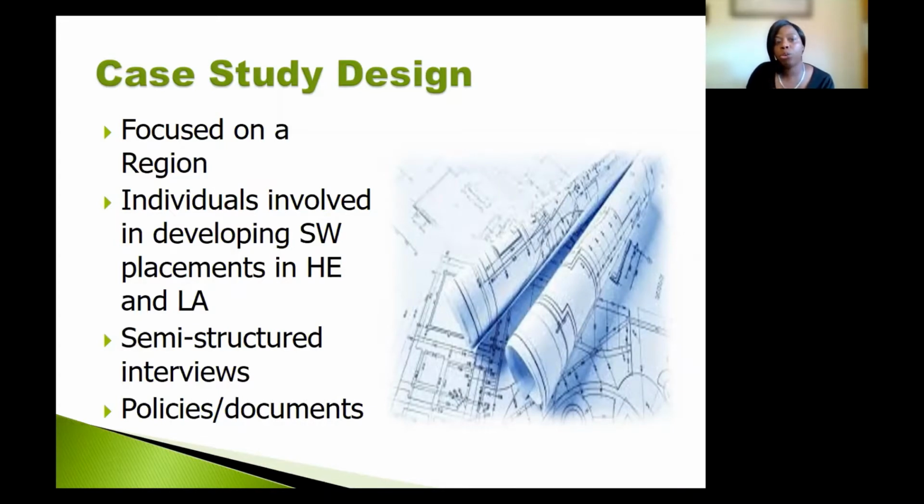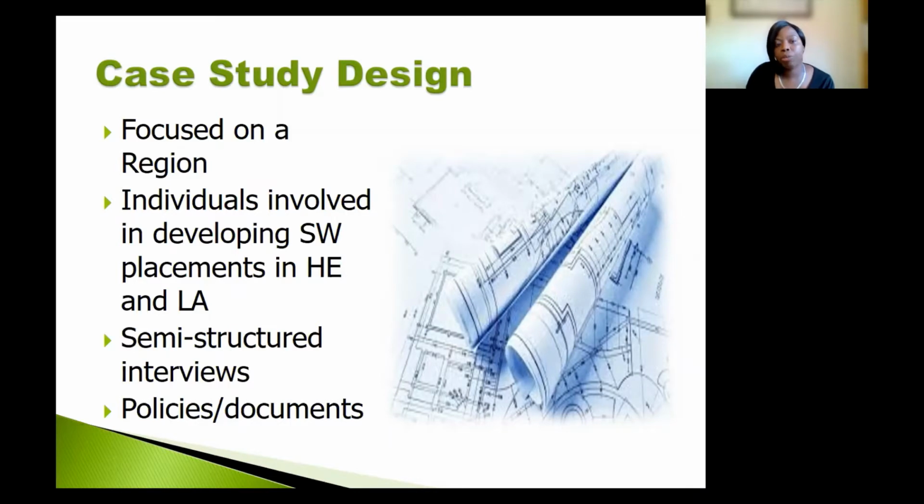So you can also note that it's not about the students per se. So I won't be interviewing students directly. I won't be interviewing placement providers, in terms of the actual placement supervisors. I won't be interviewing those people. It would be mainly people from higher education or local authorities who have that role in coordinating placements.